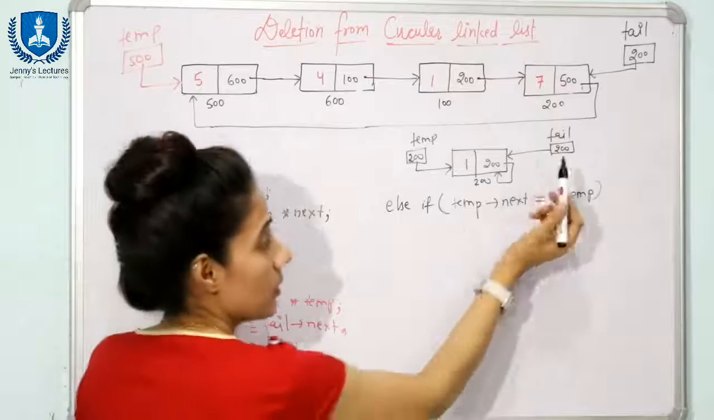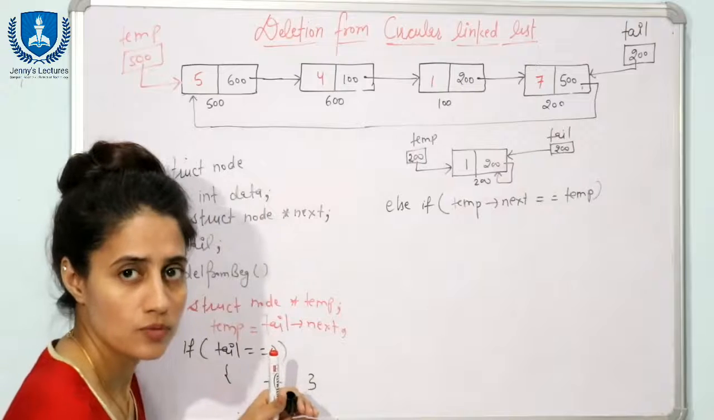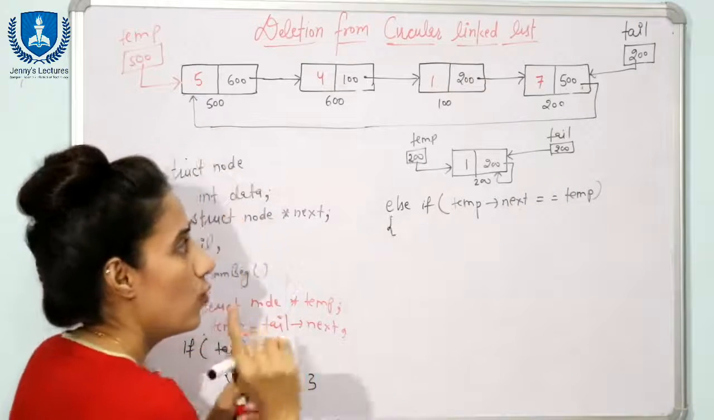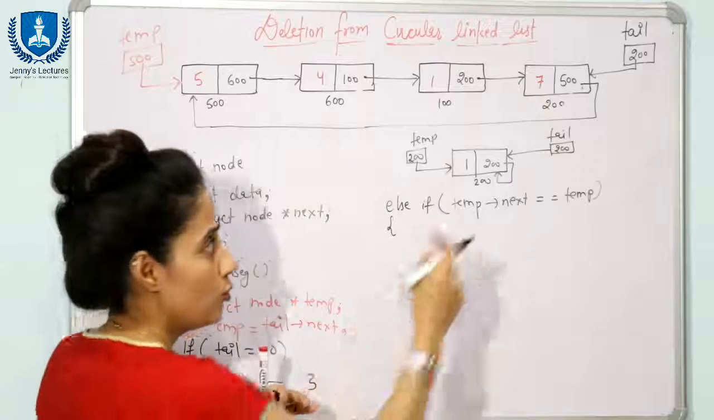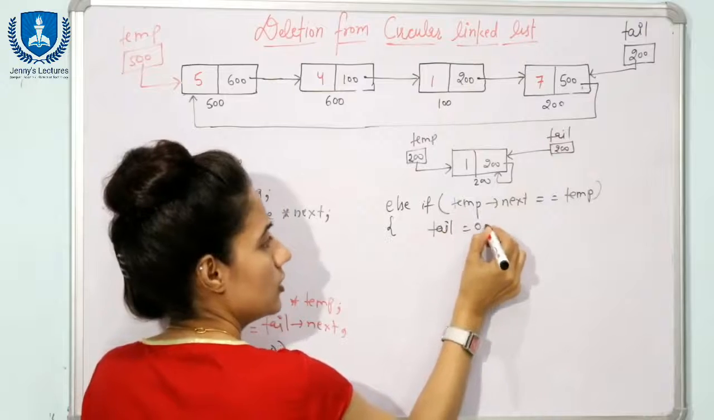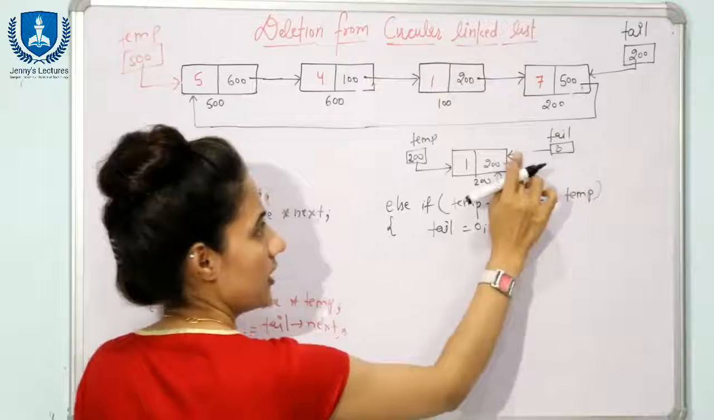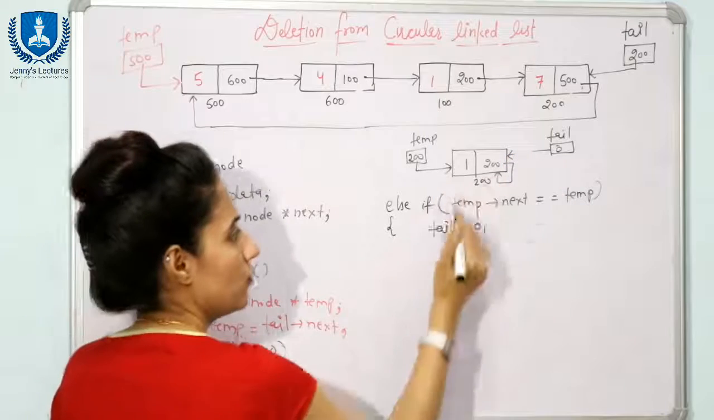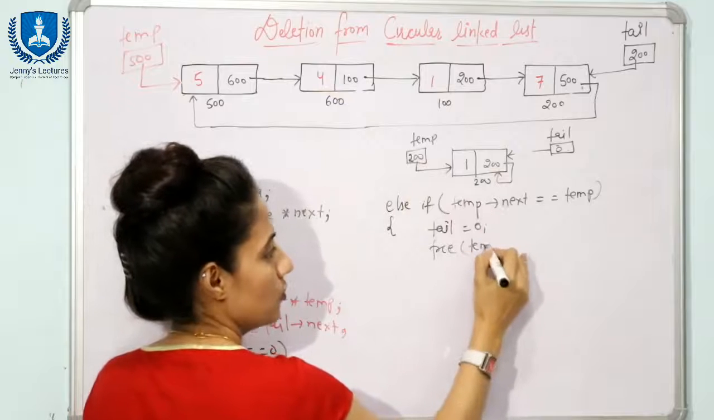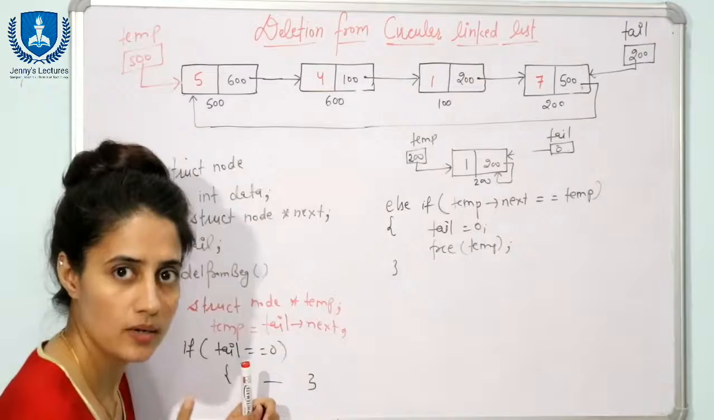Or you can write here tail of next equal to tail. You can write any of these three conditions here, right? So now simply you need to update this tail. Here you can write tail is equal to 0, means tail is 0. You have broken this link. And now you can free this memory. Temp is pointing to this node, so here you can write free this temp, right?